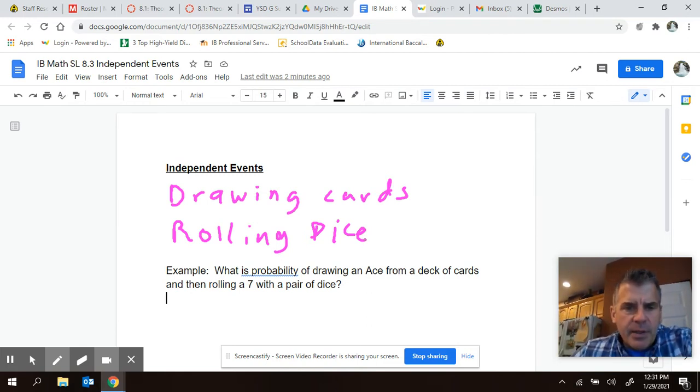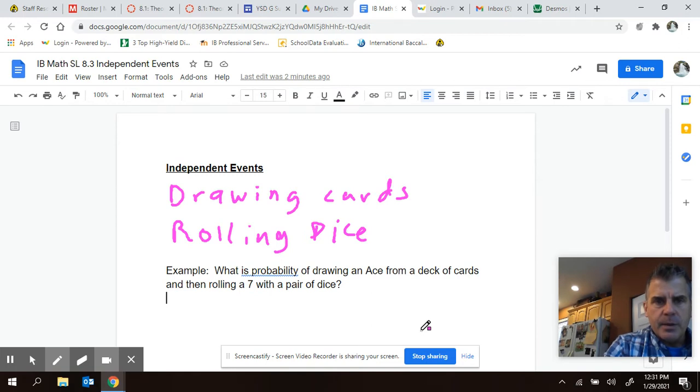So an example of how this would work: what is the probability of drawing an ace from a deck of cards, followed by rolling a 7 with a pair of dice? You would need to know what the probability of each of those is individually, because when you have the probability of independent events, then you have what's called the probability of A intersect B.